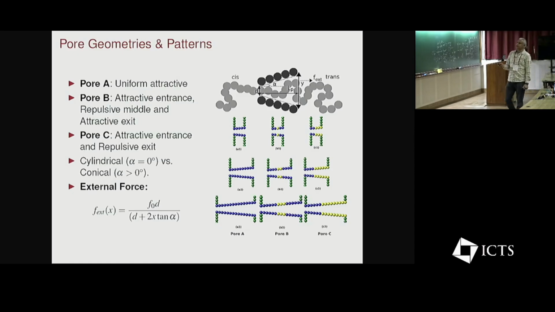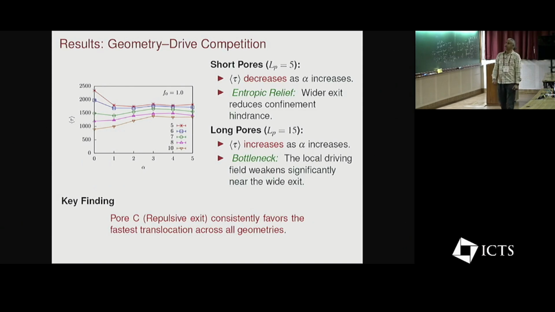We study three different lengths of the pore, and we vary them in such a way that the ratio of attractive and repulsive segments remains conserved. The external force is given by this particular expression. When alpha equals 0, it becomes a cylindrical pore and has a constant force F naught. But as you increase alpha, the value of the force decreases as you pass along toward the trans side. So these are the results.